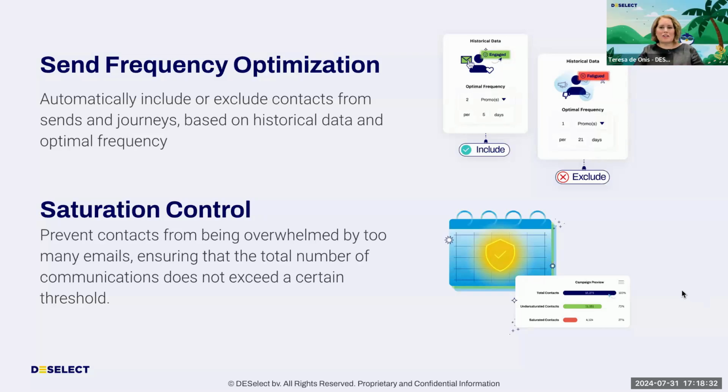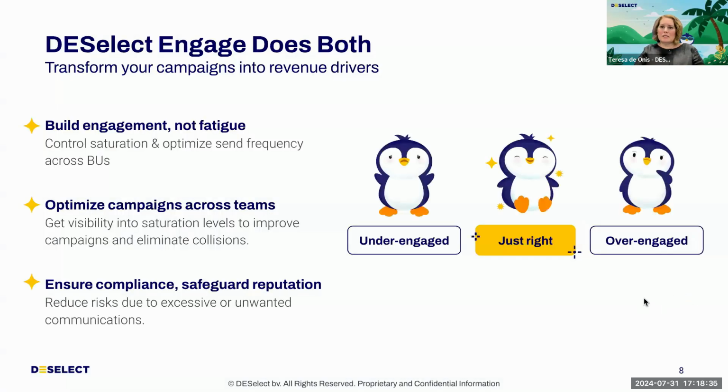Wonderful. Thanks, Jonathan. So DESelect Engage does both. And I know you have probably all heard the fairy tale, Goldilocks and the Three Bears. Under engaged is not good. Over engaged is not good. We want to hit that just right moment of really getting to people at the right moment, at the right time, with the right message. So the goal is to build that engagement and not create marketing fatigue. And these are the two levers that we pull to ensure that we can do that.